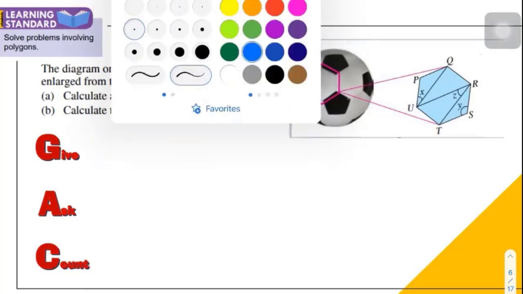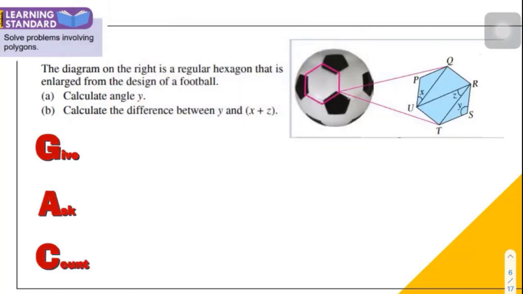So for this question, how to solve it? On the right, this is a hexagon, enlarged from the design of a football. So calculate the angle of Y. They want to determine this angle. How to get this one? Y is considered an interior angle.